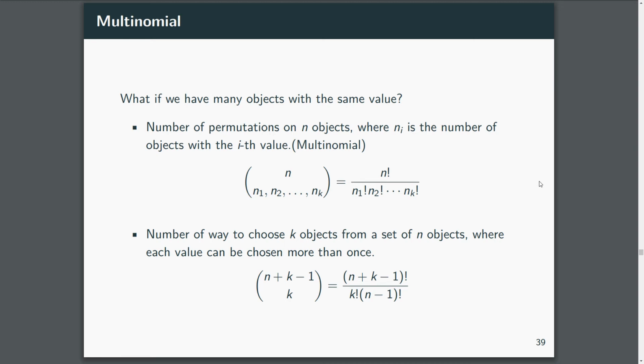Now, number of ways to choose k objects from a set of n objects, where each value can be chosen more than once. We have n plus k minus 1, choose k. And that results in this expression here. So it's chosen more than once. So you mean like even though you pull it out, there's an infinite number of copies in the bag, right? Just because you pick one, that doesn't mean you can't pick it again. Yep.